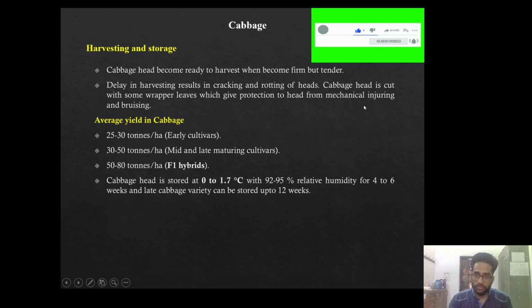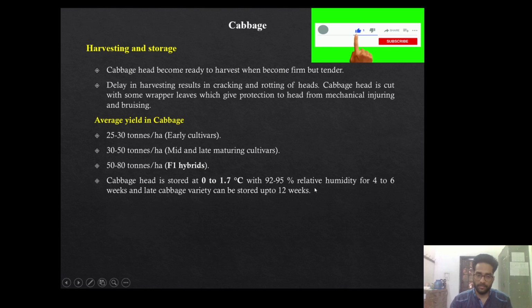The average cabbage yield is 25 to 30 tons per hectare in case of early crop, 30 to 50 in case of mid or late maturing group, and 50 to 80 in case of hybrid cultivars. Storage temperature is 0 to 1.7 degrees Celsius with 92 to 95 percent relative humidity.